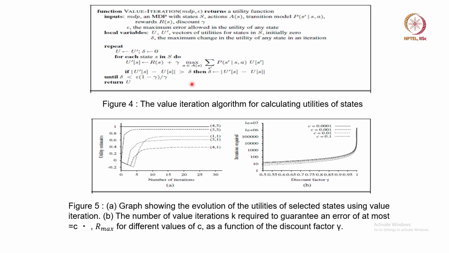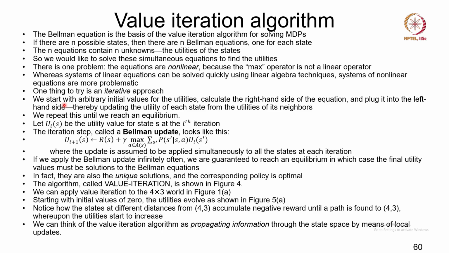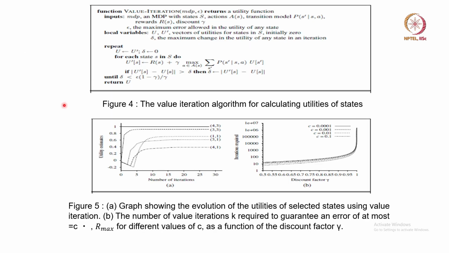So you keep repeating this thing, and it will tell you what is the state you need to move to, or the action, whether you have to go up or left or right, etc. And finally, you can return the U, which gives you the final U, which you are actually looking for. So this shows the evolution of the utilities.